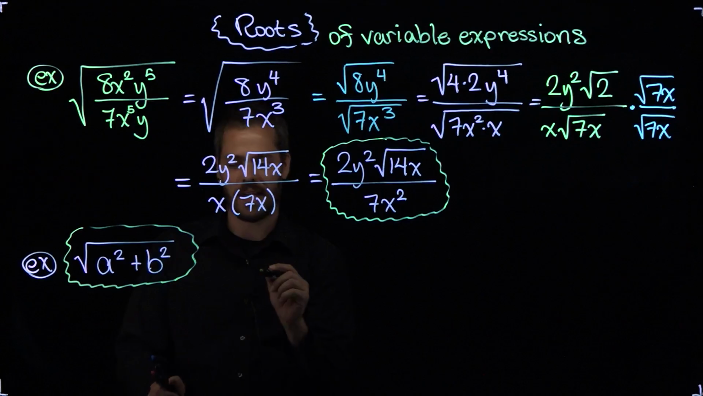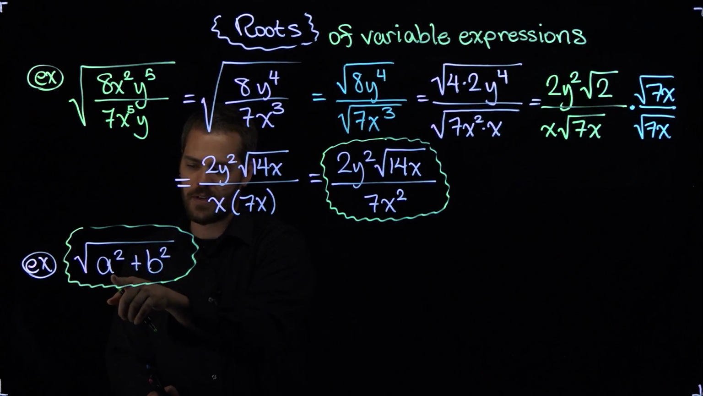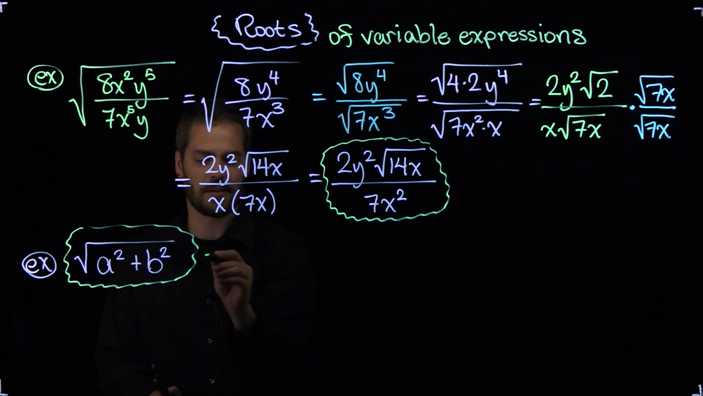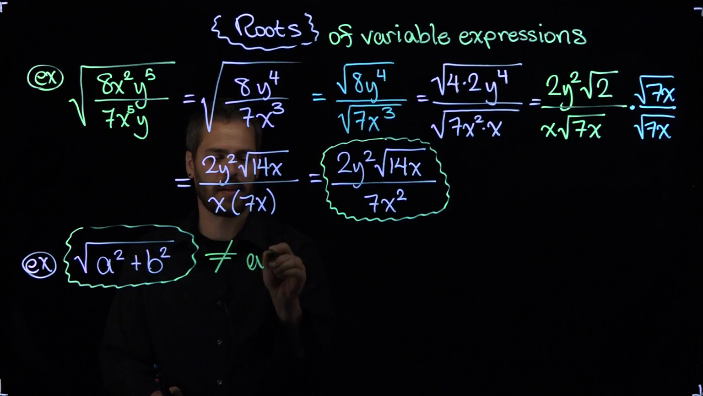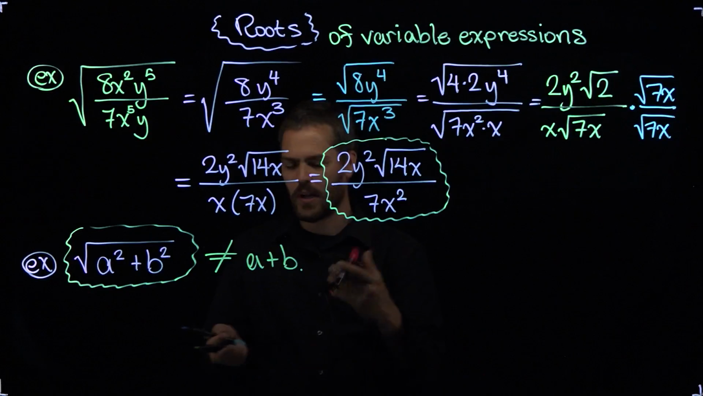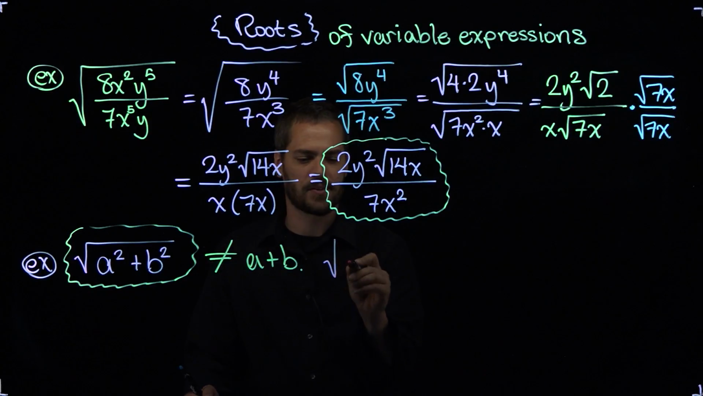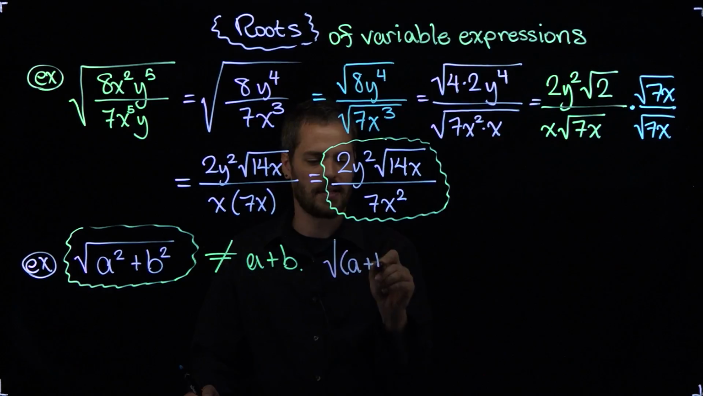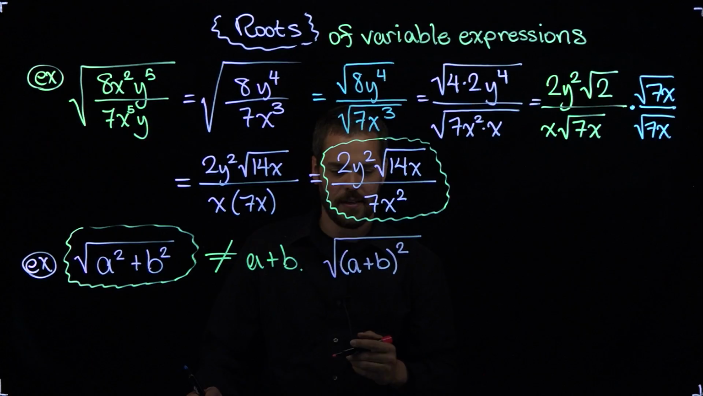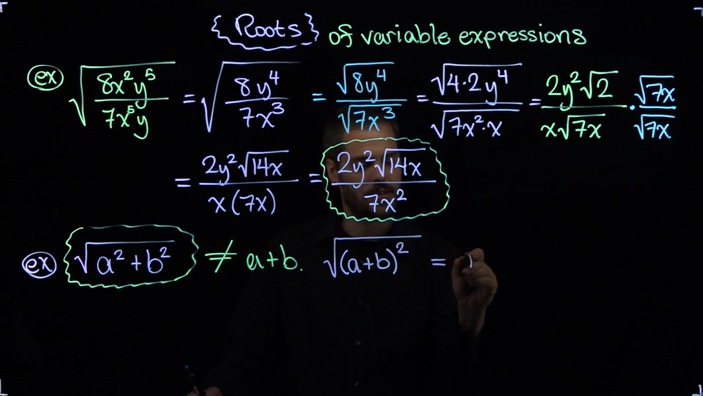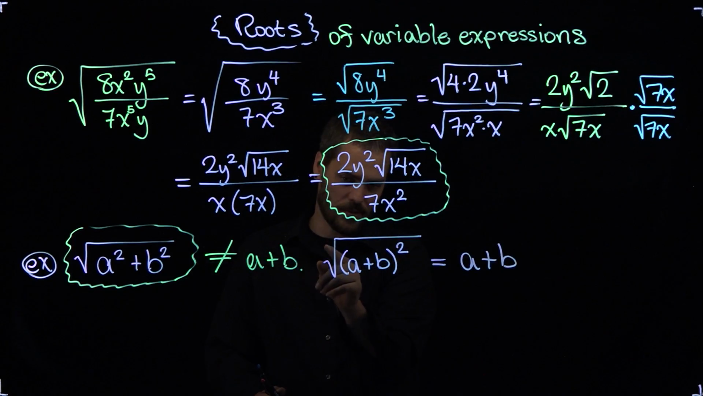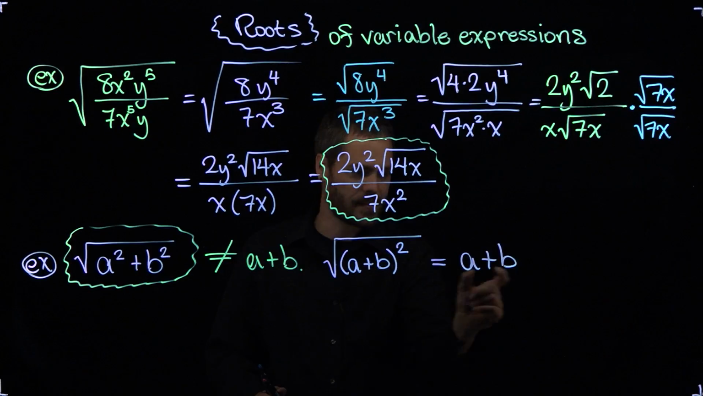The mistake people make is they want to say, oh, that's square root of a squared is a, the square root of b squared is b, so isn't that equal to a plus b? Well, let me tell you, it is not equal to a plus b. How can I say that so confidently? Well, consider this one instead. The square root of parentheses a plus b with a square on the outside. Now this one indeed is just a plus b. How come? Because the square root of something squared is itself.